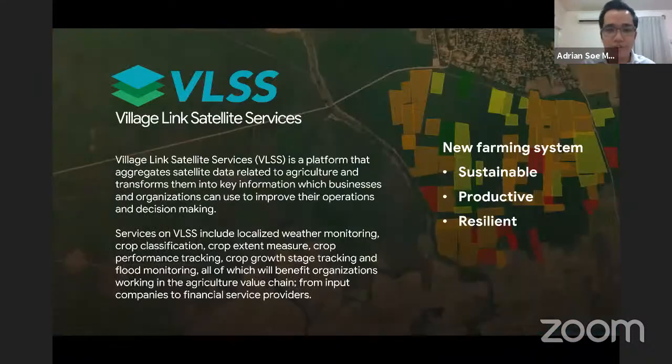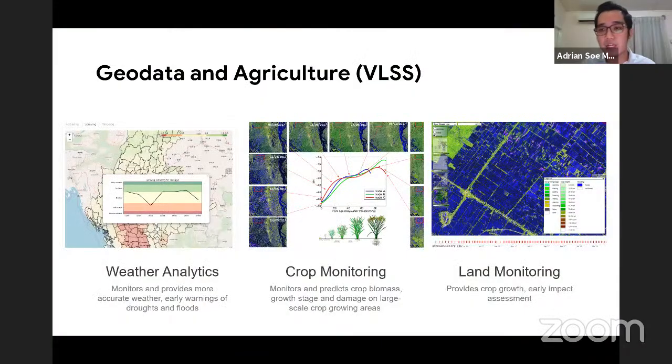Another product that we want to introduce here is called the Village Link Satellite Services. It's actually a remote sensing platform that is going to introduce a new farming system in Myanmar that is sustainable, productive, and resilient. The type of remote sensing data can be classified into three parts. First of all, the weather analytics. Second is the crop monitoring, and lastly, the land monitoring.